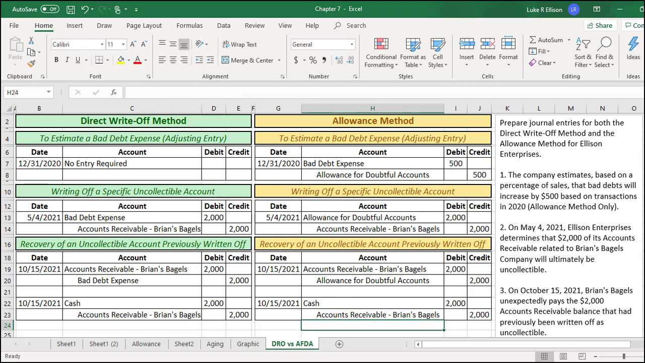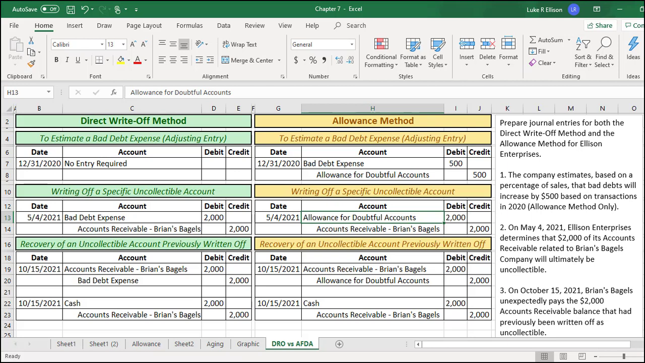So let's talk about these journal entries briefly. We see that when we use the allowance method, we report the bad debt expense as an adjusting entry at the end of the period. And that way the expense is reported in the same period as the sales, which is 2020 in this case. And when we write off a specific account, we use the allowance for doubtful accounts instead of the bad debt expense. Alright, we are finished with the journal entries.